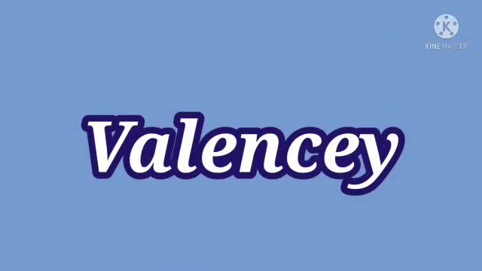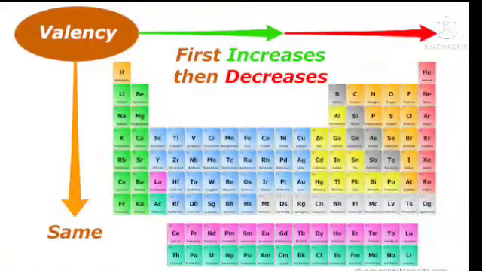The second one is valency, which is the number of electrons that are shared, lost, or gained during a chemical reaction. In a period, the valency of the elements increases from 1 to 4 and then decreases from 4 to 18 from left to right. In a group, the valency is the same for all elements of the group.